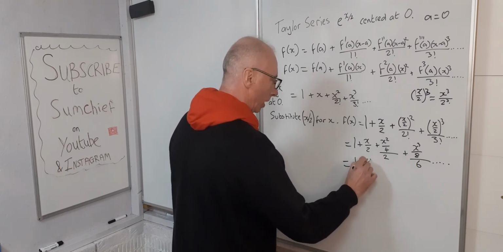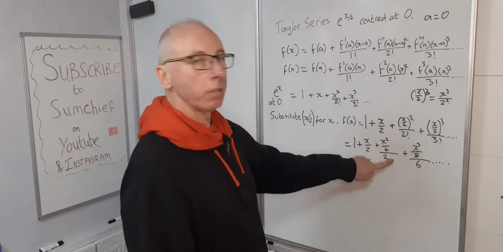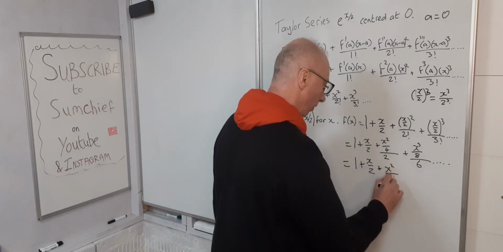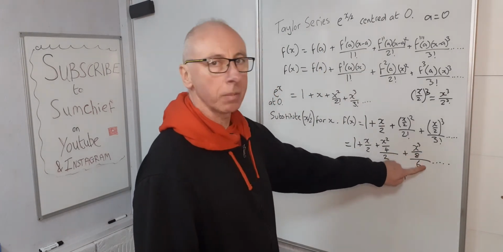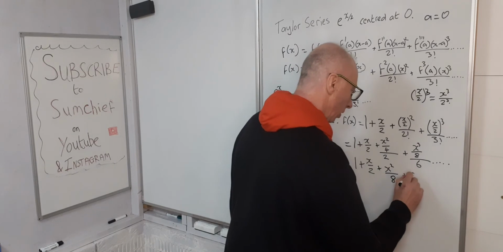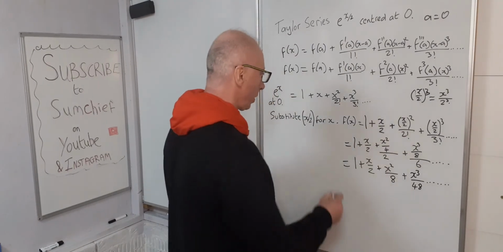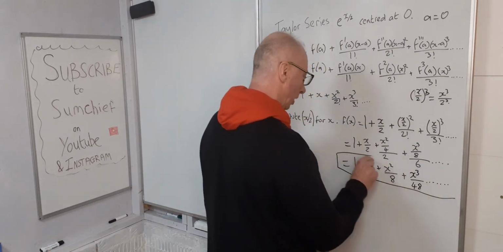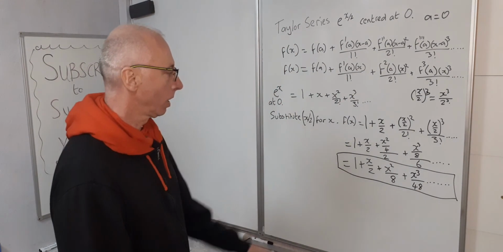1 plus x over 2, that's fine. x squared divided by 4 divided by 2 becomes x squared over 8. And then x cubed over 8 divided by 6 just becomes x cubed over 48. So on and so on and so on. And then that is our answer. And that's a lot quicker than having to work out all the derivatives. So there we go.